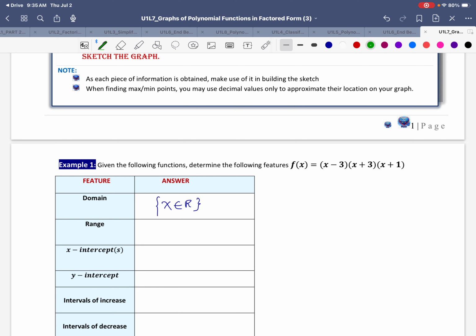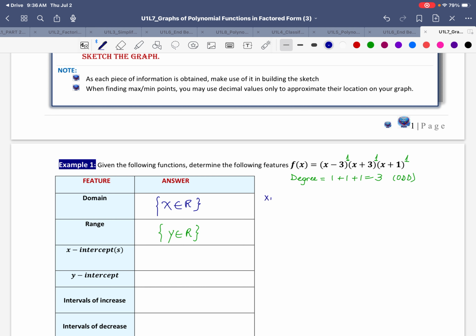Now, this function is given in factored form, and the factor of x minus 3 has a multiplicity of 1, x plus 3 has a multiplicity of 1, and x plus 1 also has a multiplicity of 1. So that will make the degree of this polynomial function equal to 1 plus 1 plus 1, or 3. And that tells us that this is an odd degree polynomial function. Now, in odd degree polynomial functions, we're ready to state the range right away, and we're going to say y is any real number.